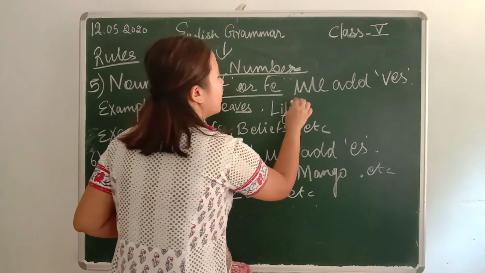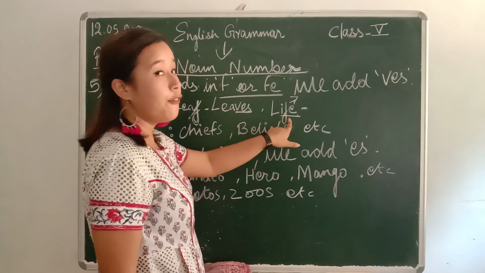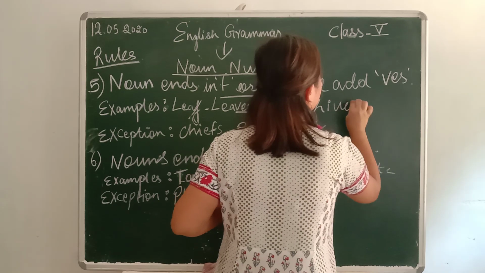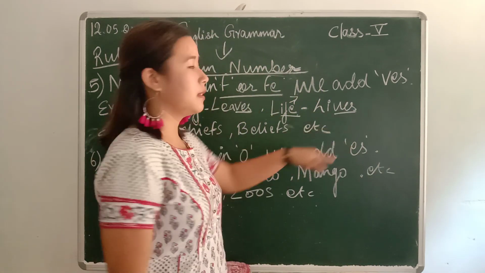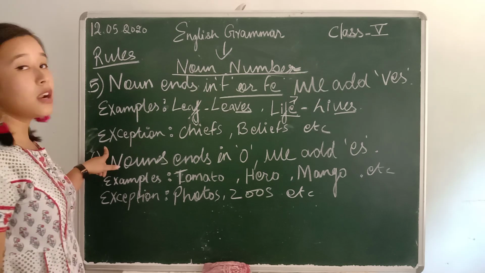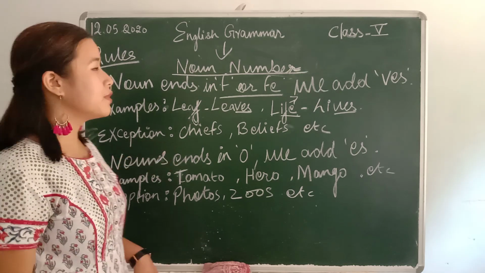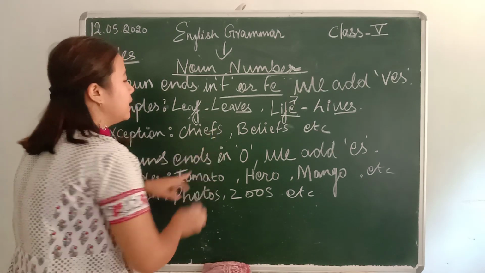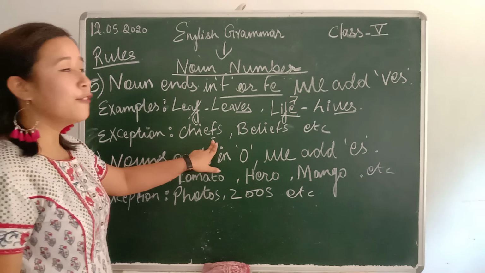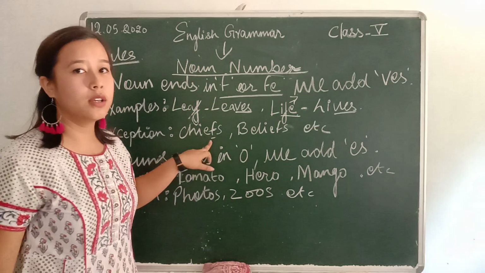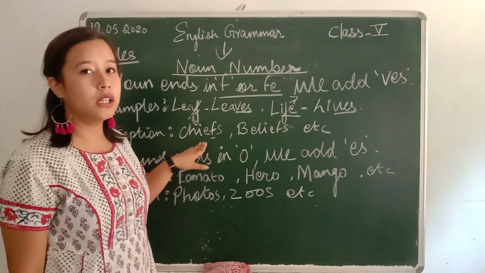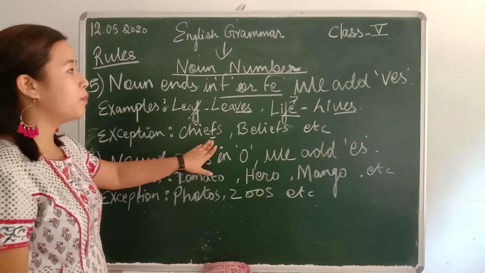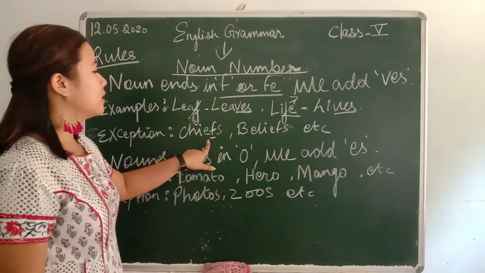L-I-F-E. So if a word ends with F-E, then also we have to put V-E-S. There are also some exceptions, okay? Exceptions means words which do not follow the rule. This word also ends with F, but we will not add VES in this word. This word we have to learn properly. This word also ends with F, but we will not put VES in this word.